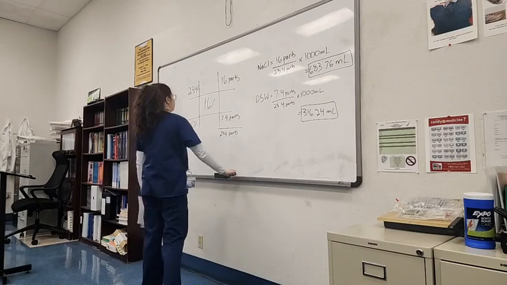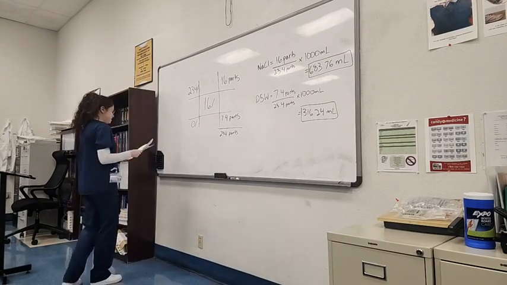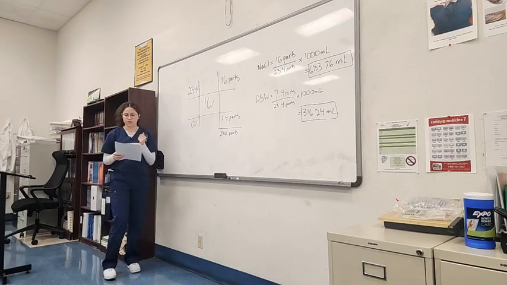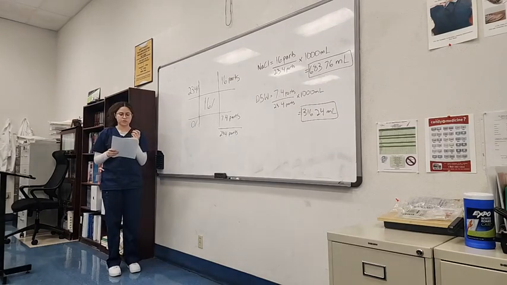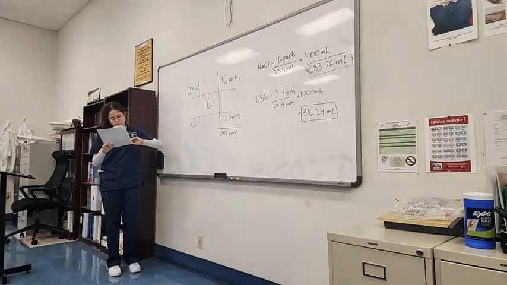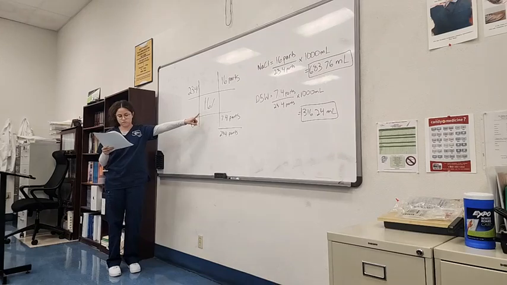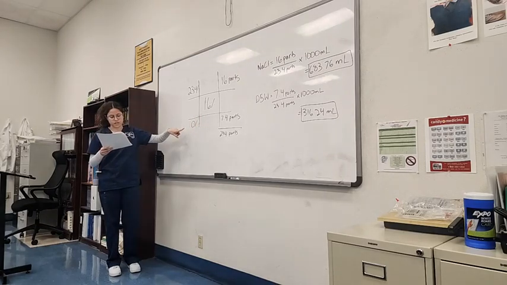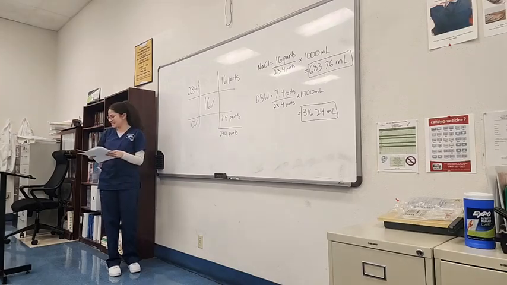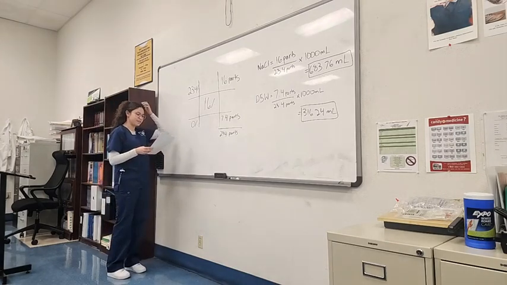Explain to me. This is exactly how I do this problem. Higher concentration is 23.4%, so it's at the top. They're looking for 16% sodium chloride, so that's in the middle. And I put 0% because the rest is the water part, of the IV bag.